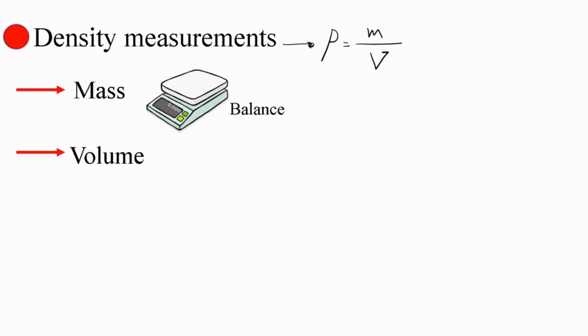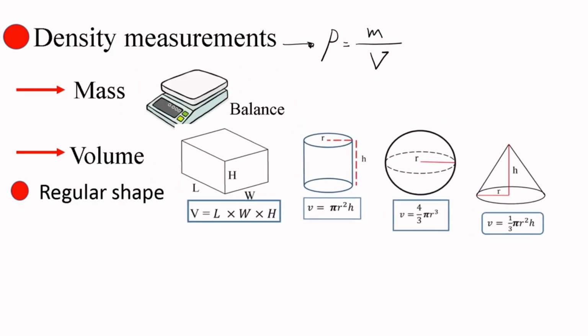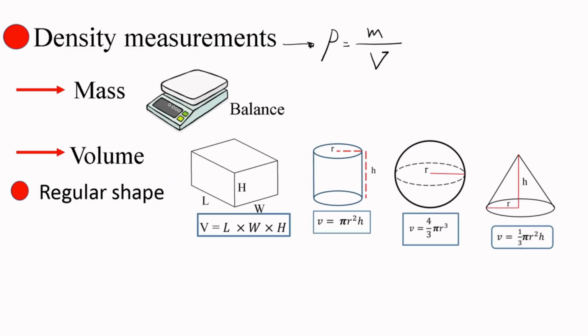I can divide measuring volume into two main groups. The first group is regular shape. If I have a regular shape, I'm gonna use a measuring tool such as a ruler to find its dimensions. Then according to the shape of the object that I have, I'm gonna use a formula for calculating the volume. You can see some examples of regular shapes here, and I'm gonna find the volume easily. I'm not gonna talk about the formula of calculating the volume because I have already taught you, and I'm gonna put the link of that video in the description.